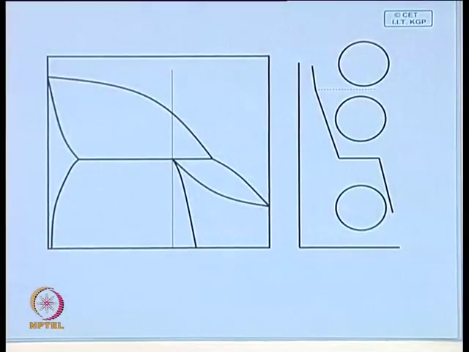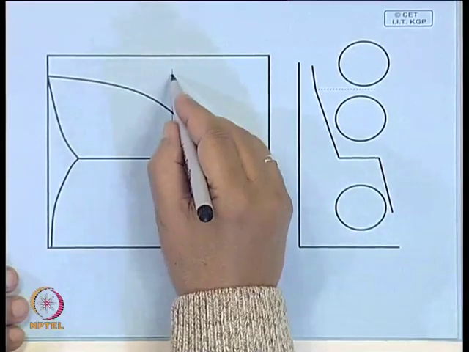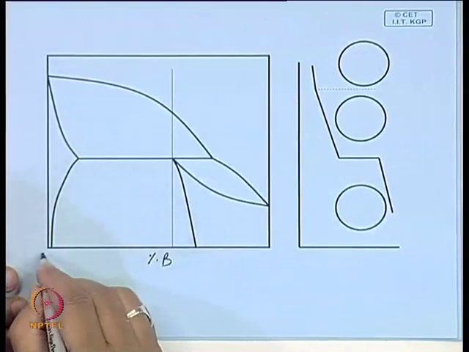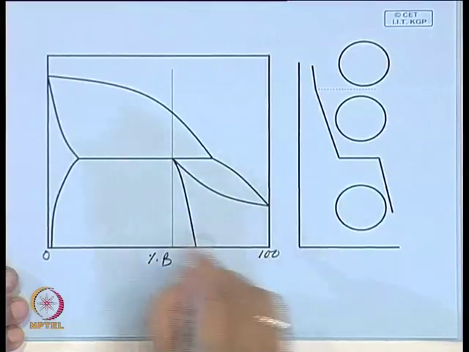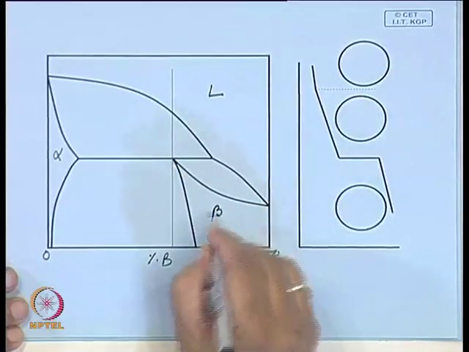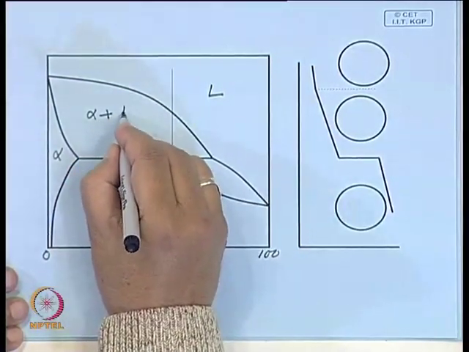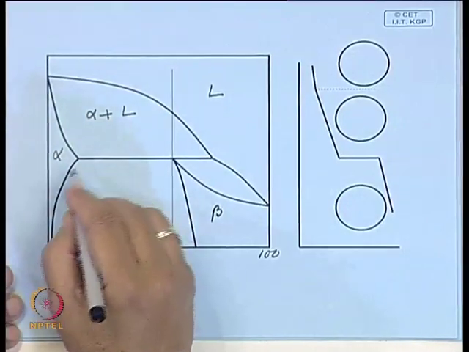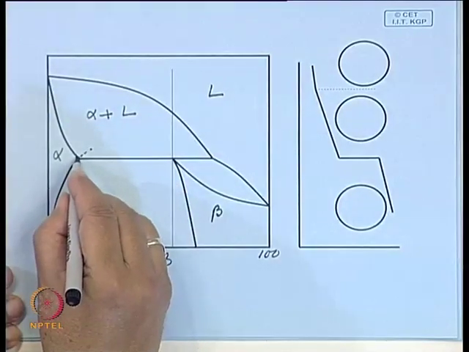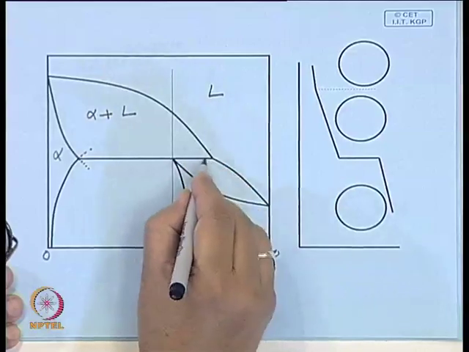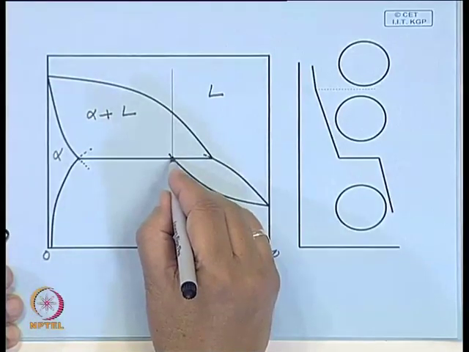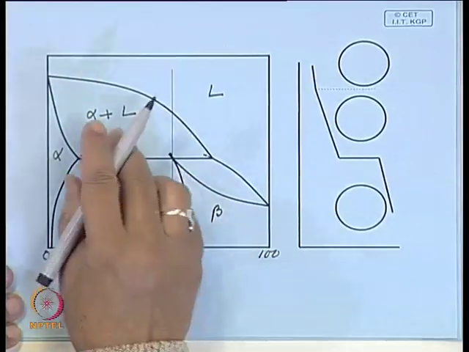Now, what will happen if a situation is like this? This is again percentage B, this is 0, this is 100% B, this is alpha, this is liquid, this is the beta field, this is the two phase field. And look carefully at this diagram. If you extend this one, this points to the two phase region. If you extend this, this points here. If you extend this, they point to the two phase region.